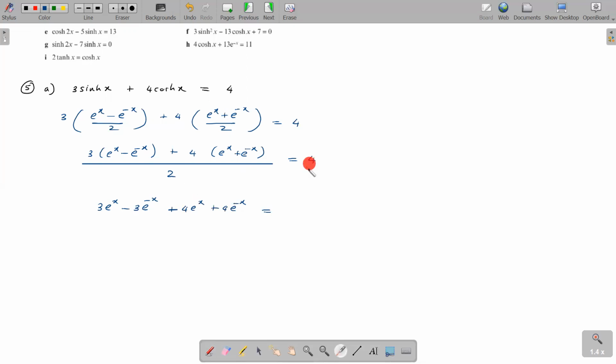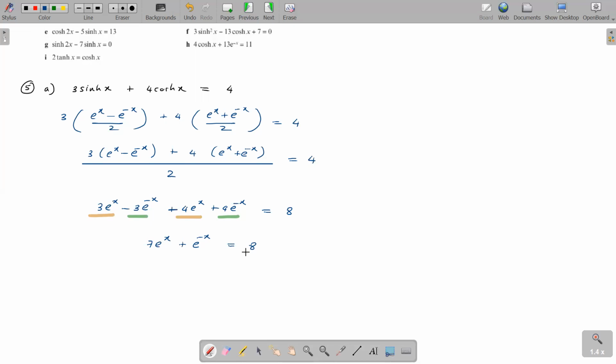And you can take 2 to the other side. 2 times 4 is 8. Add the like terms. 3e^x and 4e^x is 7e^x. And when you add the other pair, minus 3e^(-x) plus 4e^(-x), that's going to give you plus e^(-x), right, guys? Minus 3 plus 4 is plus 1, equals 8.